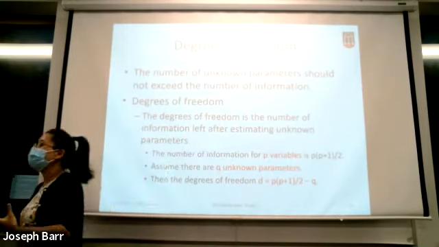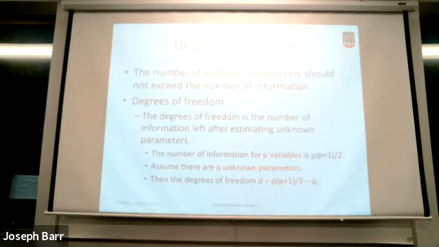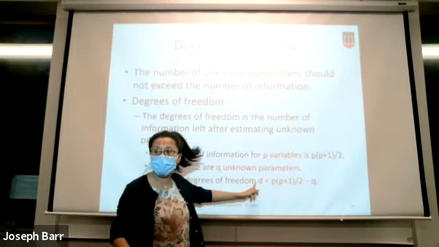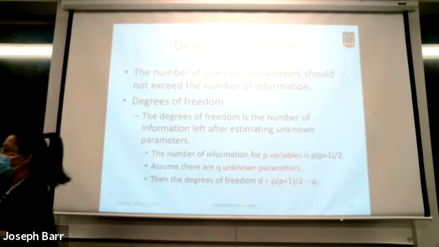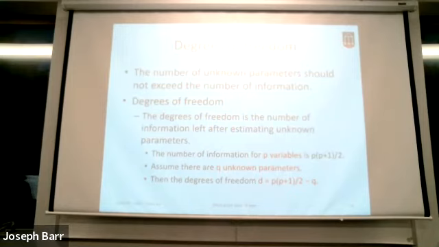This number tells you whether there is any available information to estimate more parameters or not. If it's 0, that means done. I cannot estimate more parameters because I have already used all the information. If I have something left, I can still estimate more parameters. So this number tells us whether we have degrees of freedom or not.